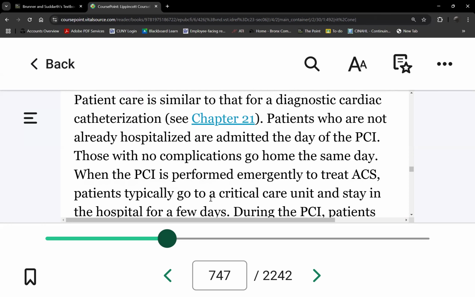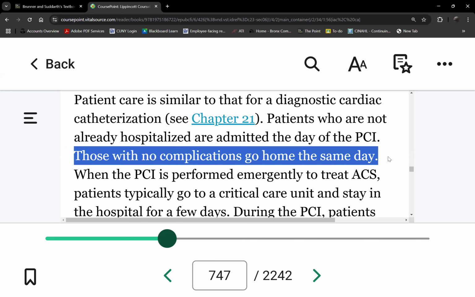And then after the procedure, if the patient has a radial artery access, I can't say the same for femoral. With femoral, the patient has to stay. But if it's radial, the patient can be here. No complications, they go home the same day.